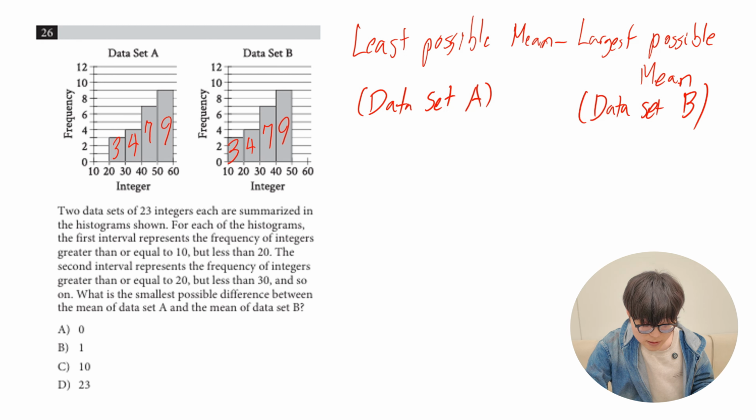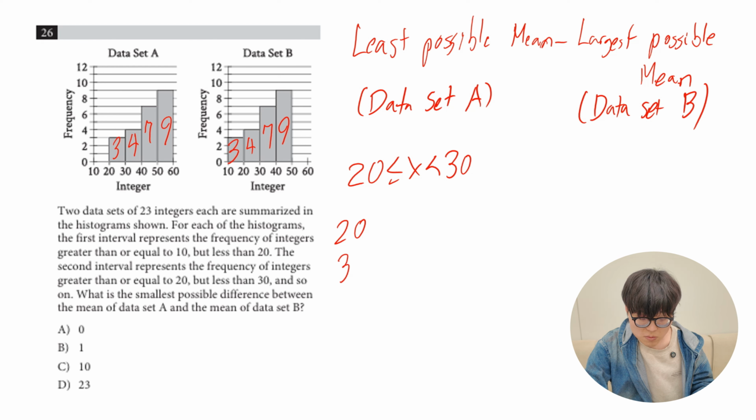We see that for the first bar, between the data values of 20 to 30, now because we want to make dataset A the least possible mean, we have to pick the least possible data from this category, which would be 20. And if you apply this for the next bars too, the least possible value for the next bars would be 30, 40, and then 50.